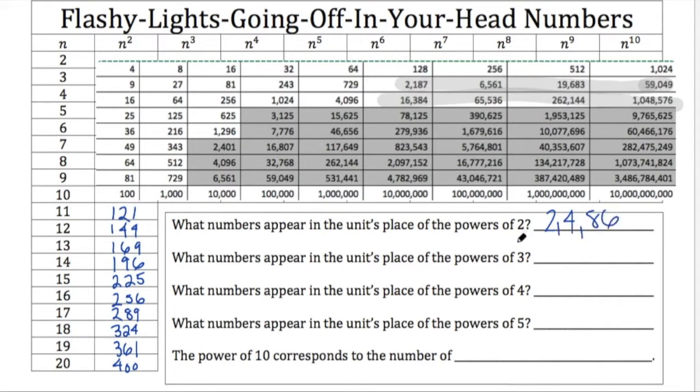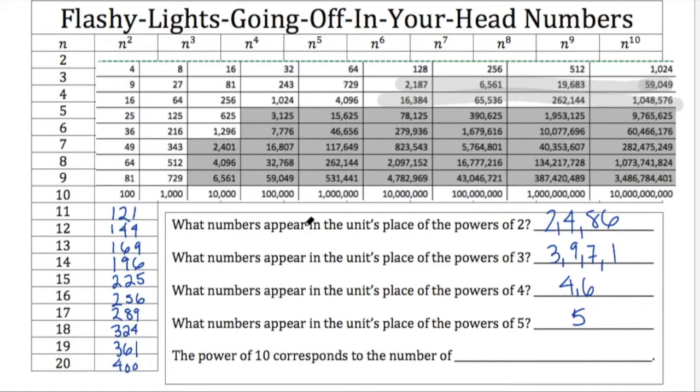What about for the powers of 3? We have 3, 9, 7, 1. And that repeats. Powers of 4 goes 4, 6, 4, 6, back and forth. And what about for the powers of 5? It goes 5, just 5 every time. That makes that convenient.